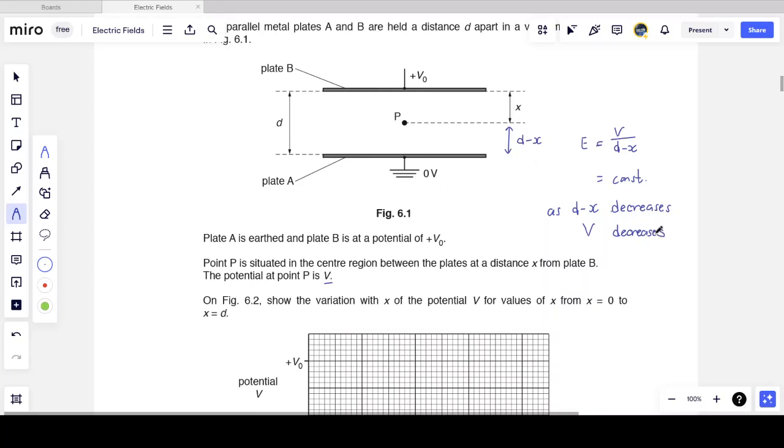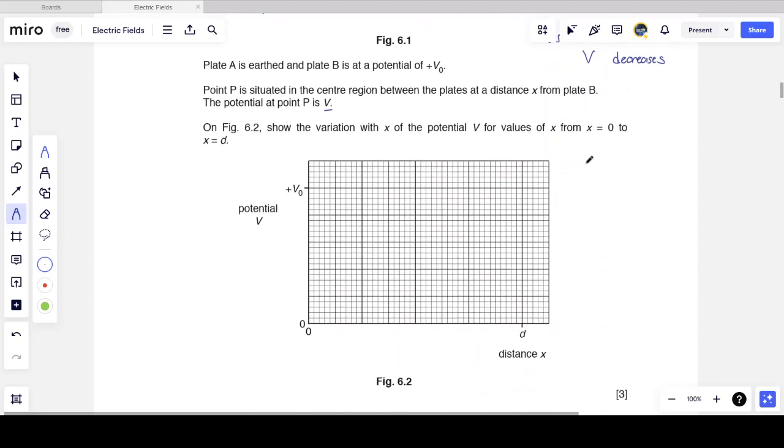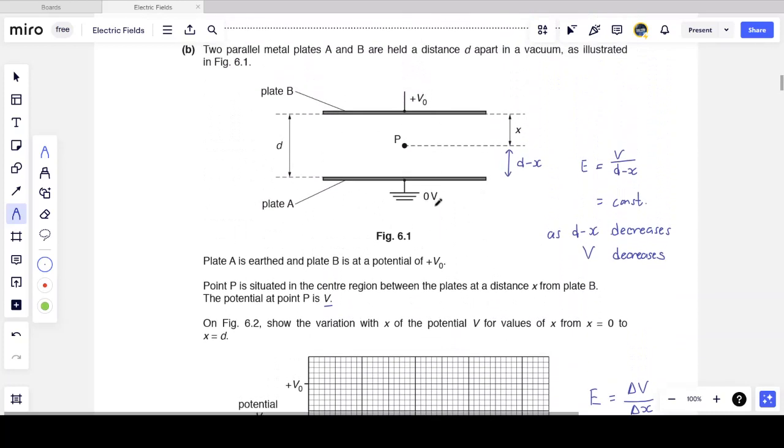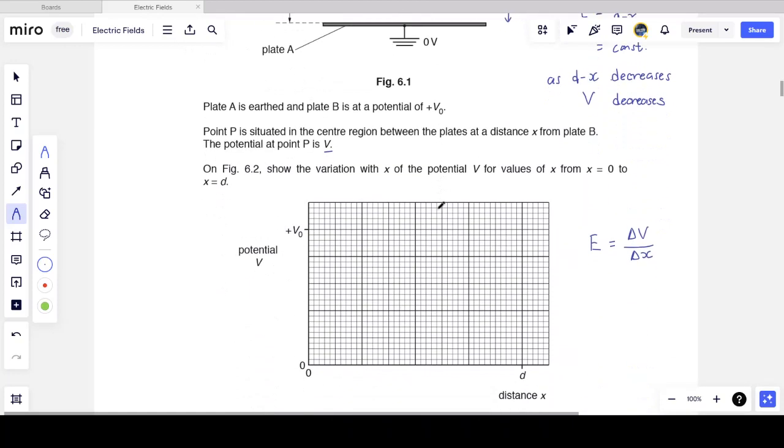If I look at this equation, E is delta V by delta x between the region of parallel plates, but E is constant. Then the gradient, delta V by delta x, which is the gradient of the graph of V against x, is a constant value. But it's decreasing from a maximum V naught to 0 volts as we move from plate B to plate A.